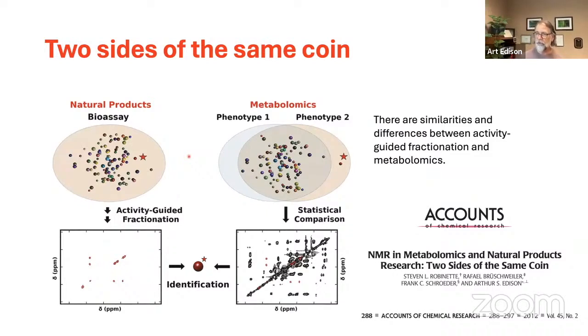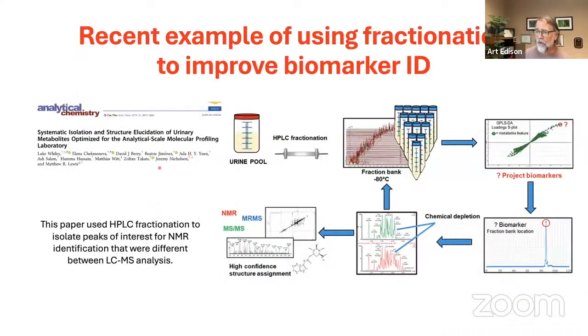And so the motivation behind the work that we're telling you about today is that this fractionation process has a lot of value and could probably be used a lot more often in metabolomics. We're not alone. So Jeremy Nicholson's group, with Matt Lewis as the lead author on this one, a few years ago published something very comparable to what I'm going to tell you about, where they took a pool of human urine, did HPLC fractionation, made a fraction bank, and then basically tried to look for biomarkers that they were interested in based on the fact that they had already separated all this material.